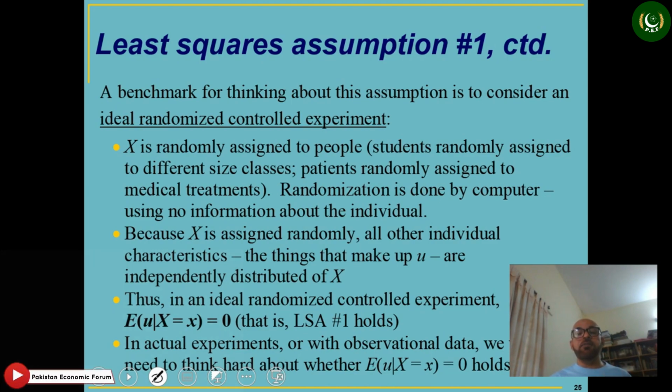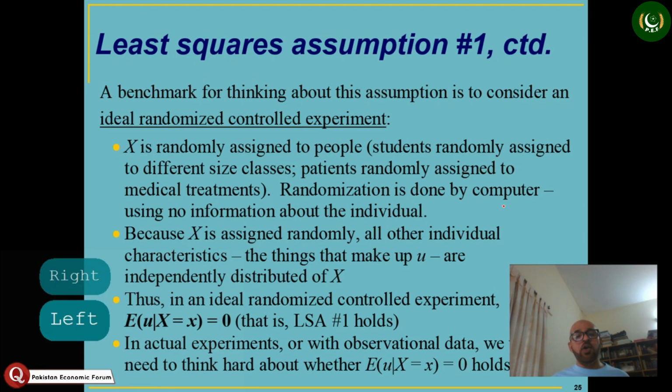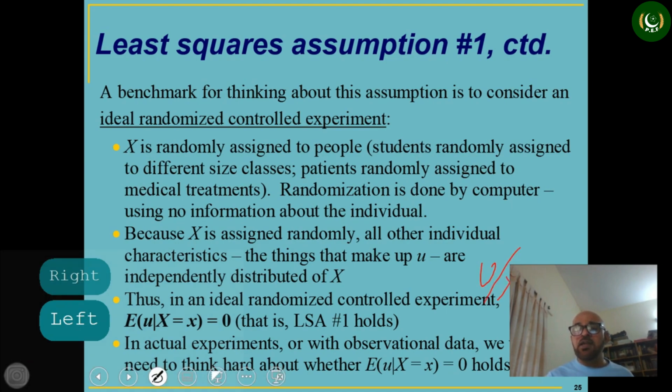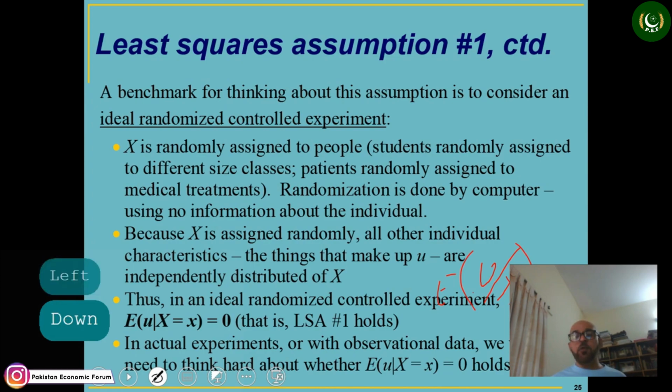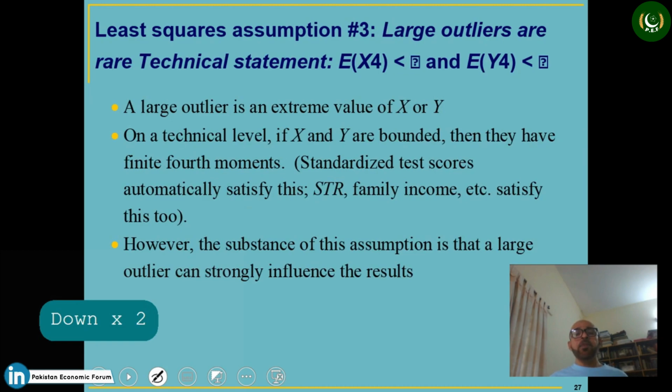That's the main advantage of randomized controlled trials. But at the moment, that's not our topic. We are dealing with observational data. So, the first assumption: if you have it, then it means u given x is 0. That is, x is not helpful in predicting y. The second assumption I have explained in detail.